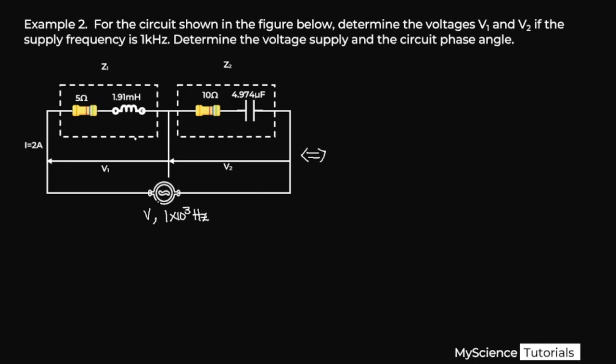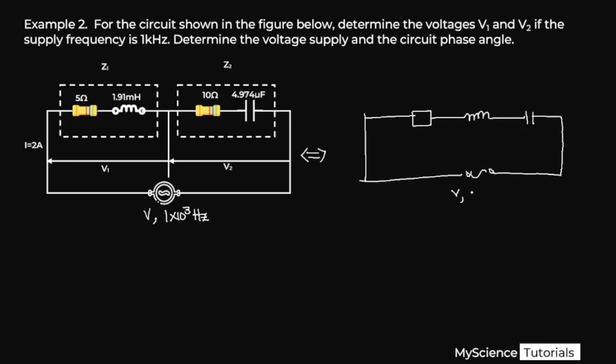Now the first thing we always do is to try to simplify the circuit so that we can go ahead and do our calculations. So in simplifying this circuit, we are going to have just one resistor, one inductor, and then one capacitor connected to an AC source. So we don't know the voltage, but we know we have a 1 kilohertz frequency supply. We're also told that our current is 2 amperes, which is very generous of them. If we add 5 and 10, our total resistance over here will be 15 ohms. Our inductor is going to be the same, 1.91 millihenry, and then we are going to have 4.974 microfarad as our capacitor over here. Okay, so this is now very simple and very easy for us to use.